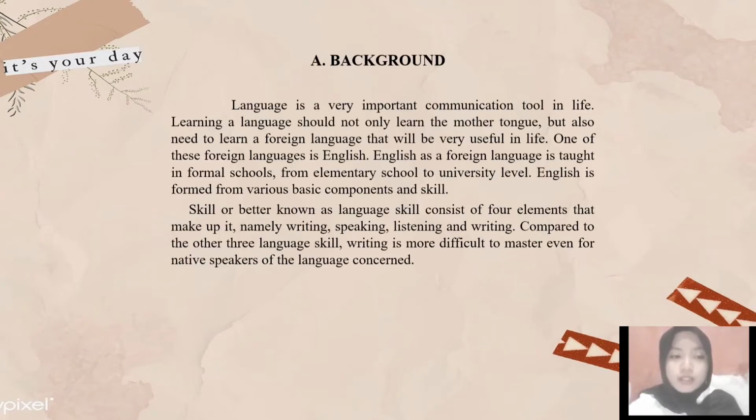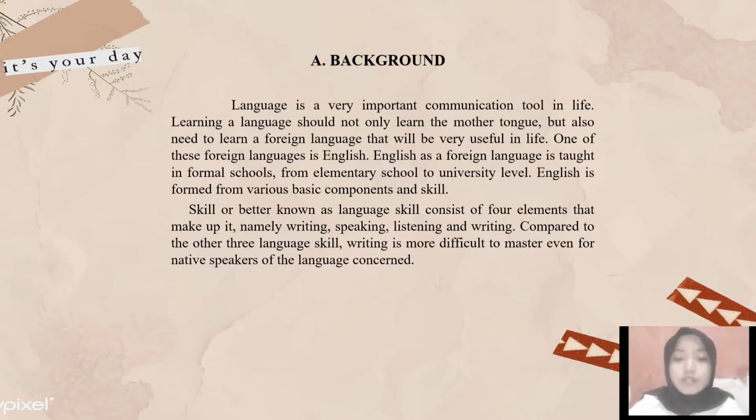First is background. Language is a very important communication tool in life. We cannot be separated from language in carrying out daily activities. Language has a central role in various individual developments, be it intellectual, social, or emotional. And learning a language should not only mean learning the mother tongue, but also learning a foreign language that will be very usable in life.